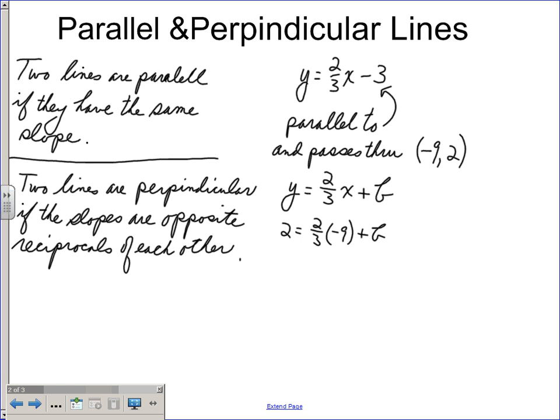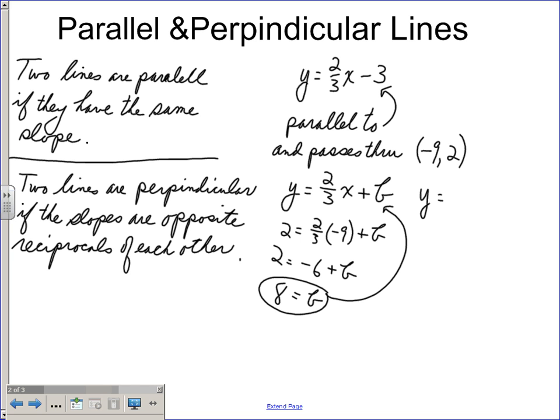What's 2/3 times negative 9? Negative 6. So 2/3 times negative 9 is negative 6. And so b would equal 8. I'm going to take this and put it up in here. So y equals 2/3 x plus 8. This is an equation of the line parallel to 2/3 x minus 3, but it passes through this point of negative 9 and 2. Two parallel lines.